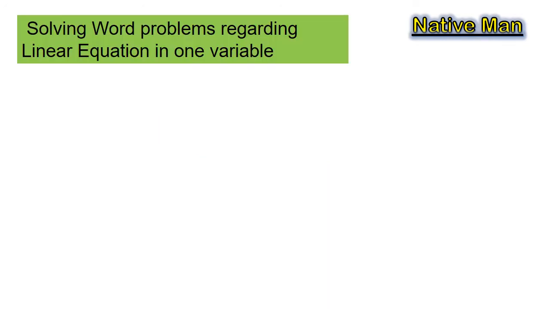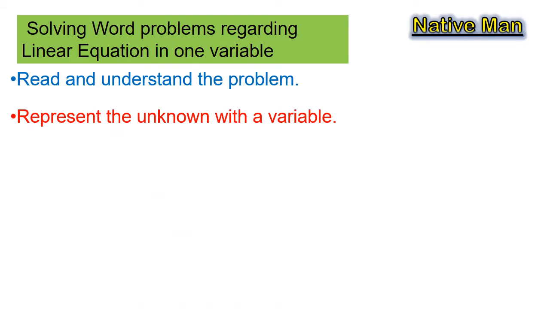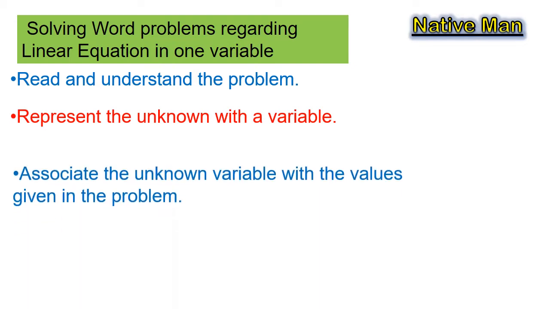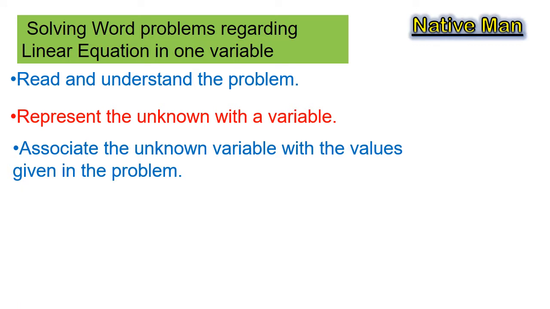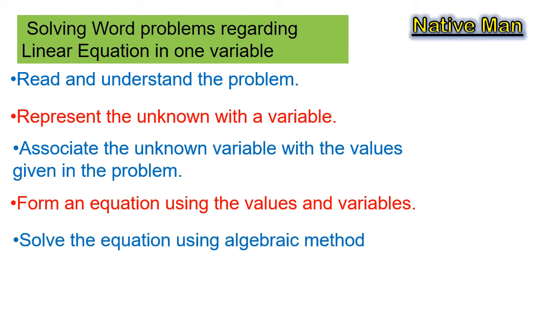Okay, in solving word problems regarding linear equation in one variable, we need to follow these steps. So, i-state ko po sa inyo isa-isa. First, read and understand the problem. Second, represent the unknown with a variable. Third, associate the unknown variable with the values given in the problem. Fourth, form an equation using the values and variables. Fifth, solve the equation using algebraic method. And last, you need to prove and check if your answer is correct.